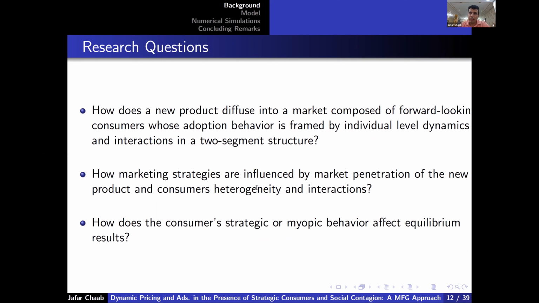So here are the research questions that we are interested to address. How does a new product diffuse into a market composed of forward-looking consumers whose adoption behavior is framed by individual-level dynamics and interaction in a two-segment structure? We also would like to address the following question: how marketing strategies are influenced by market penetration of the new product and consumer heterogeneity and interactions. And finally, we are also interested to see how the myopia is going to affect the equilibrium results.